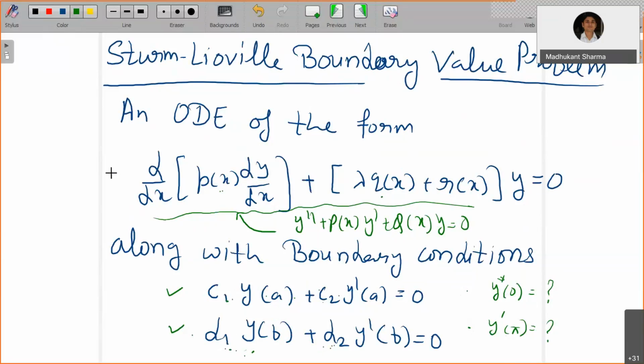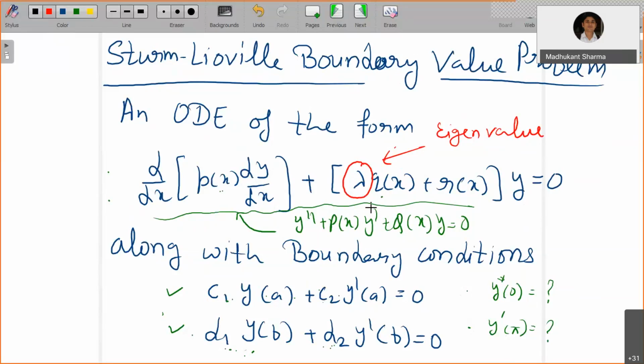So if you have an ODE of the following form along with the following boundary conditions, then we say that this is a Sturm-Liouville boundary value problem. Now this lambda sitting in the product with q is called the eigenvalue of this Sturm-Liouville problem. And the associated solution, when you are trying to write down the solution, will certainly depend on this constant lambda. That associated solution is known as the eigenfunctions.